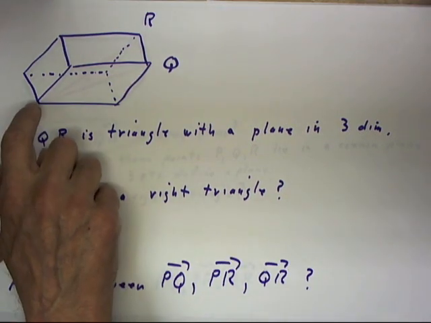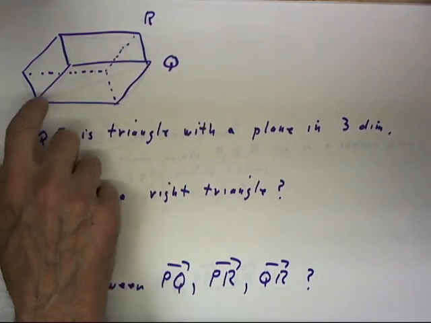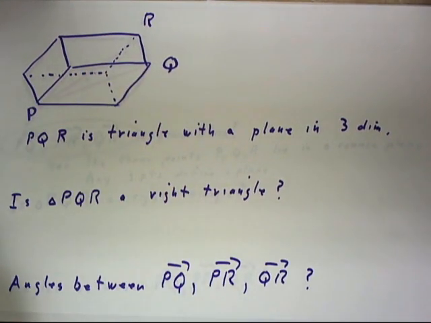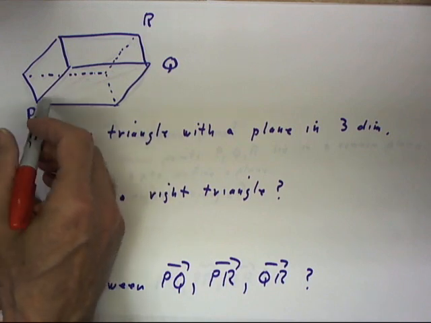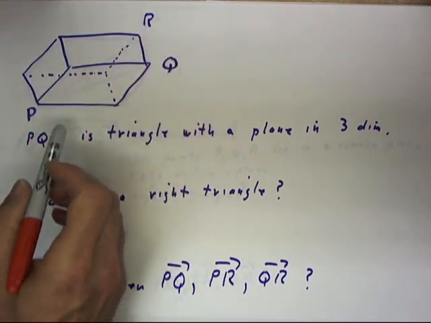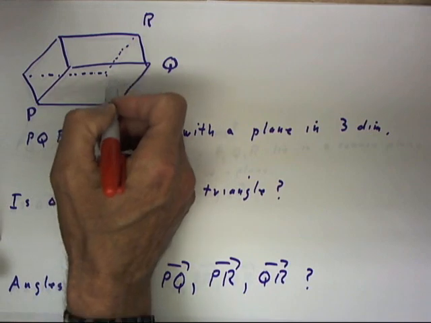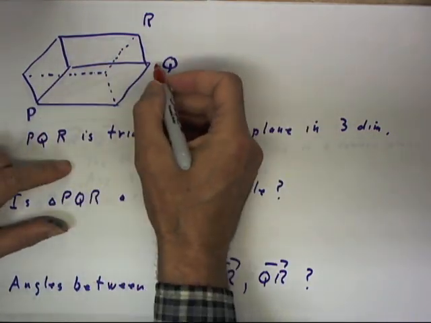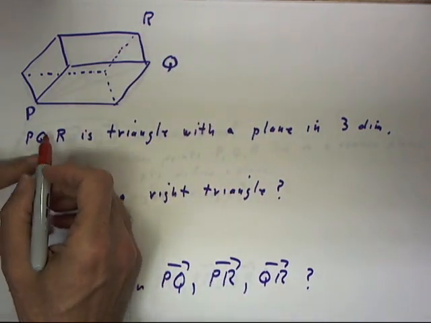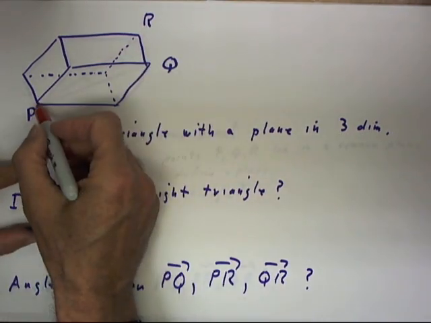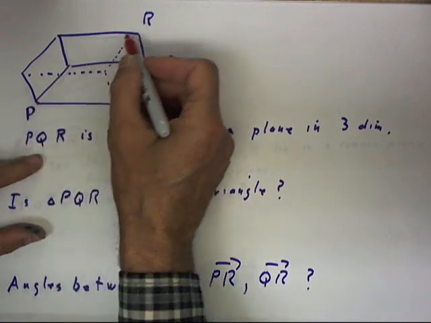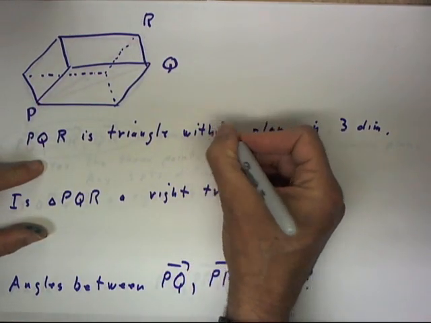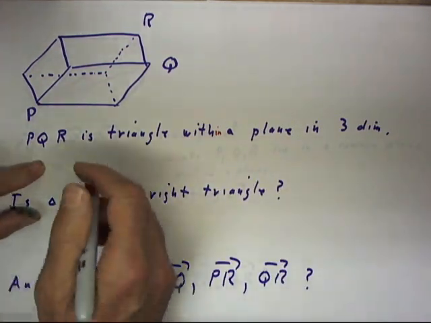We now consider 3 points P, Q, and R, and the figure that we get by, well, it's a parallelepiped, a parallelogram along any two faces and so forth. Let's not worry about the definition of a parallelepiped. In any point, the triangle PQR is clearly a triangle, and that triangle lies within a plane in 3 dimensions.